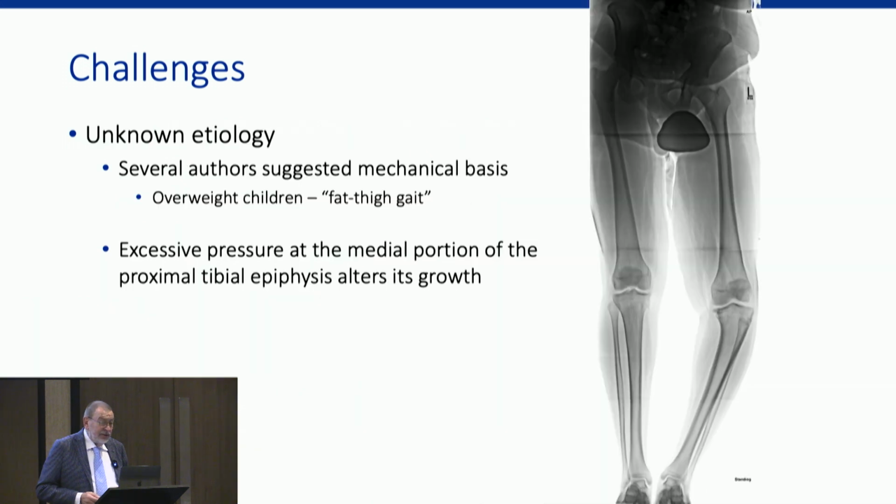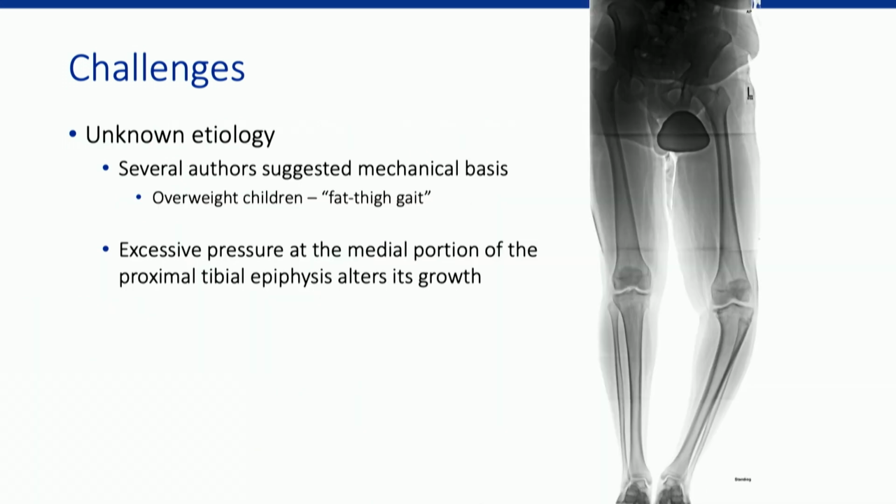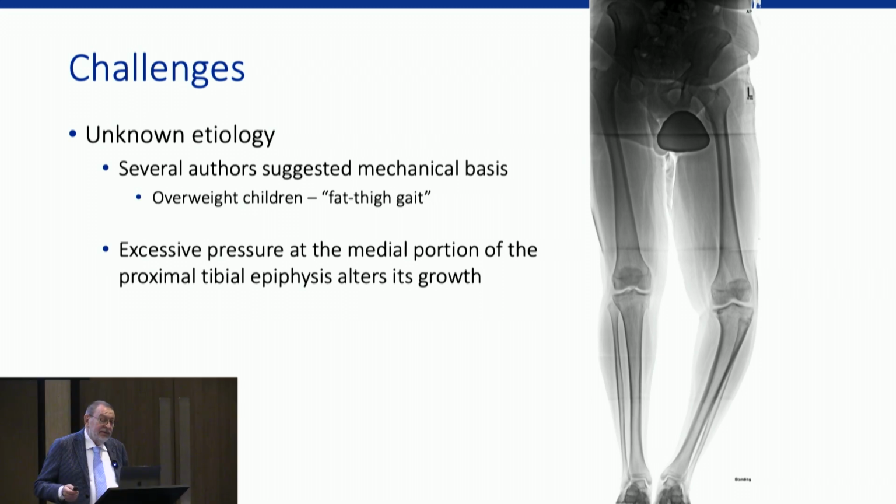There is another challenge. We still don't know what caused it. There are different ideas. Some say it occurs in fat, overweight children, but it appears in very slim and tiny ones with the same frequency. Excessive pressure might lead to some of the pathologies. Maybe it plays a key role in adolescent Blount's, but we don't know for sure.